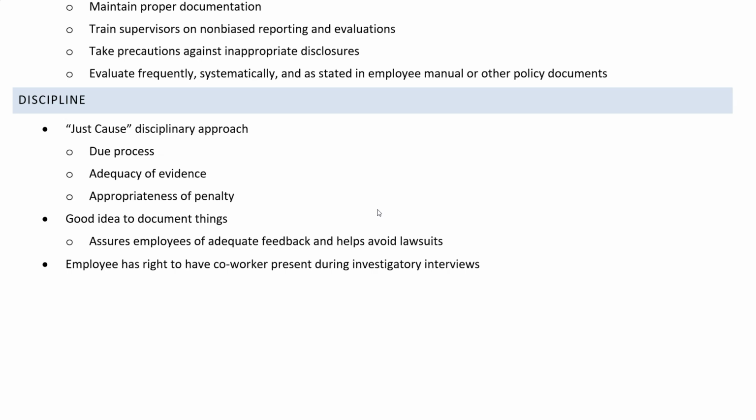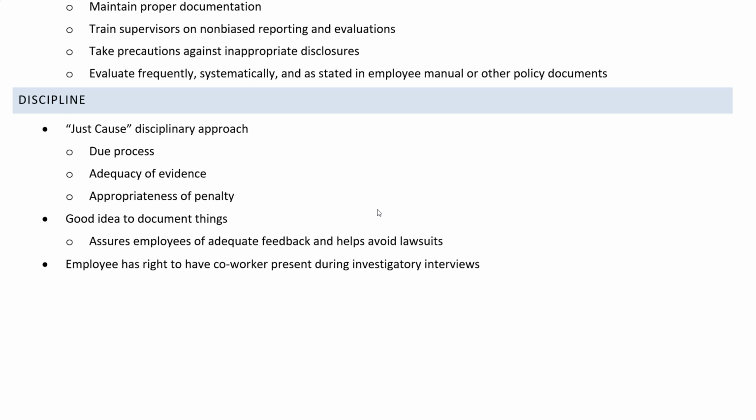Other companies have a no tolerance approach, where if you violate a policy at all, then you're just gone, and there's nothing more to it than that. And it's not that one is more legal than the other. We're just trying to figure out a good way to manage an organization here. A lot of people think the just cause disciplinary approach is the best. But ultimately, you go out and start your own company, you get to decide what your approach is going to be.